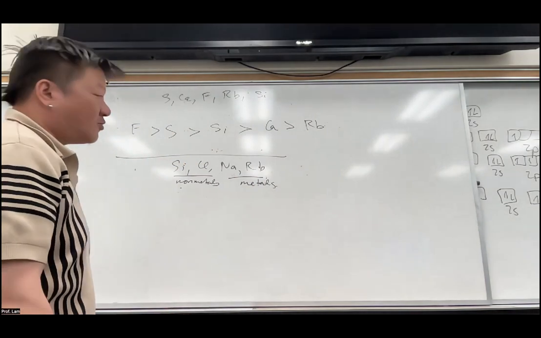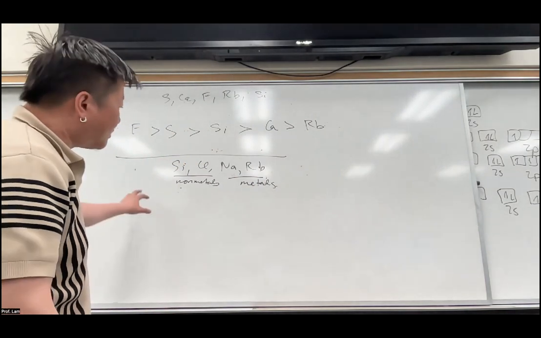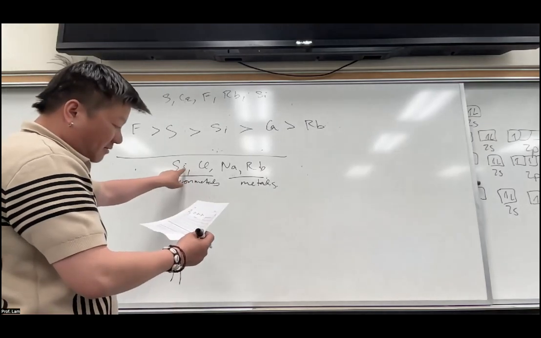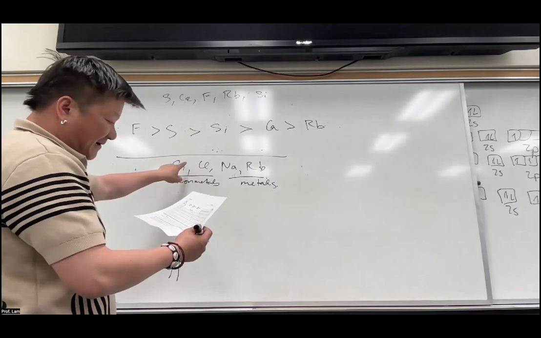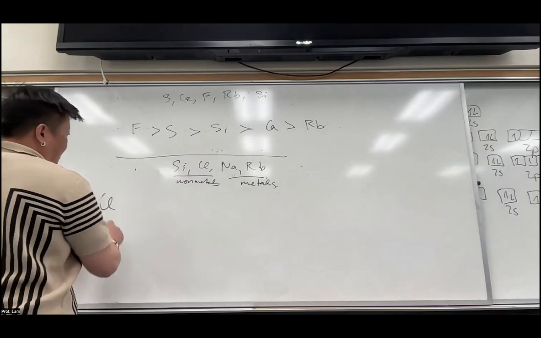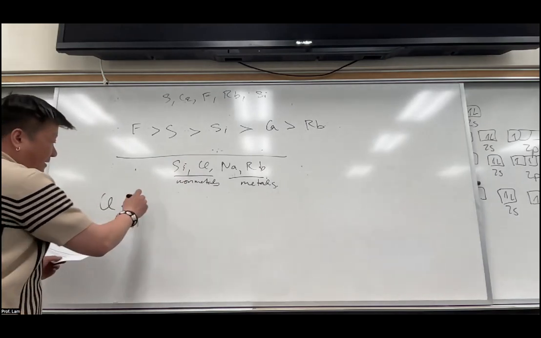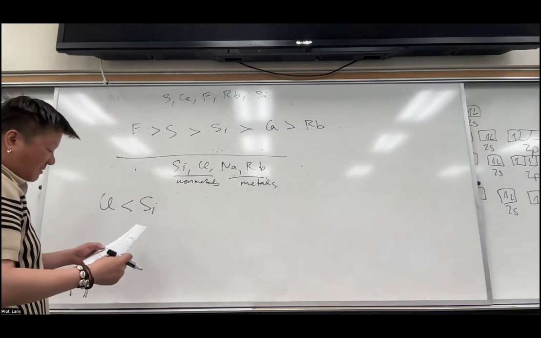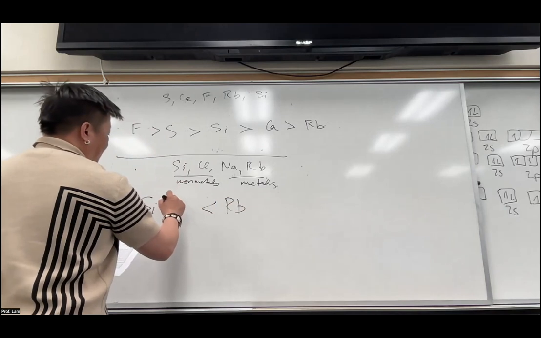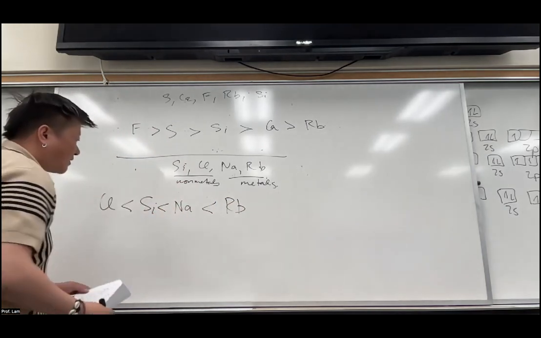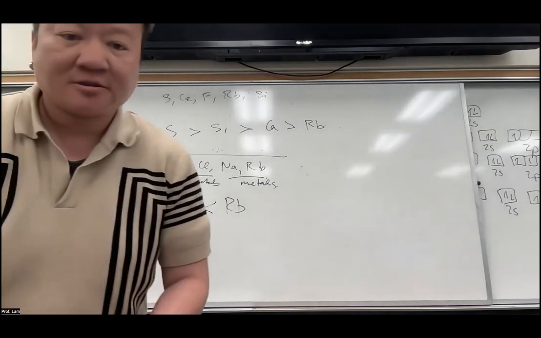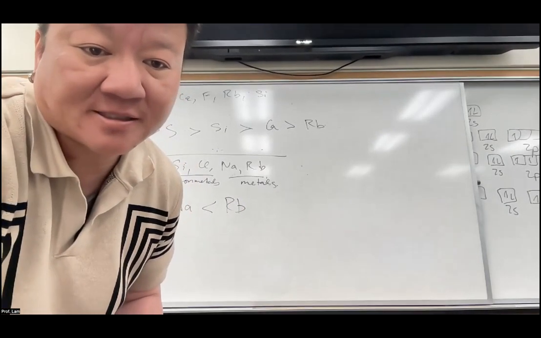So remember, we're doing increasing metallic character. The lowest metallic character must be my non-metals. But which one's the lowest between silicon and chlorine? It's going to be chlorine, then less than sign, then silicon. And which one is highest metallic character? That's looking like my rubidium, and then comes sodium next. So that's the strategy.